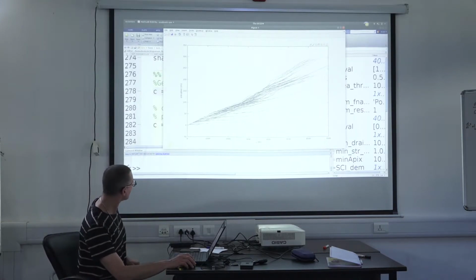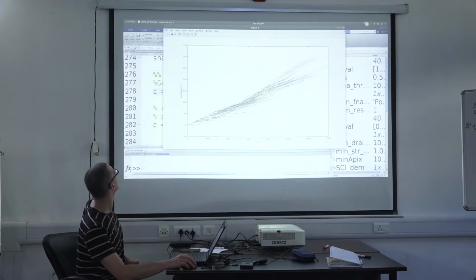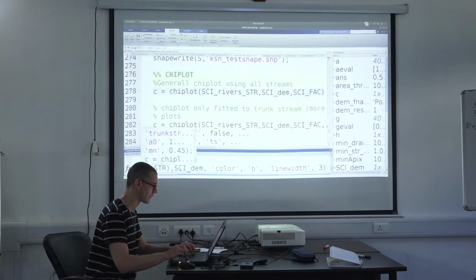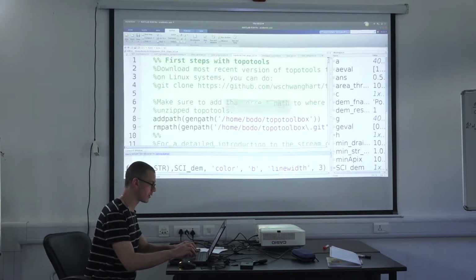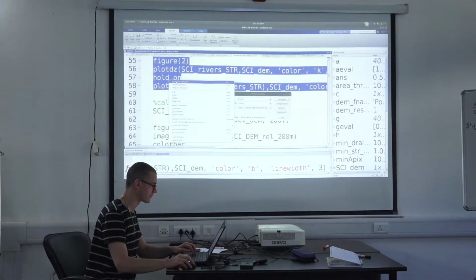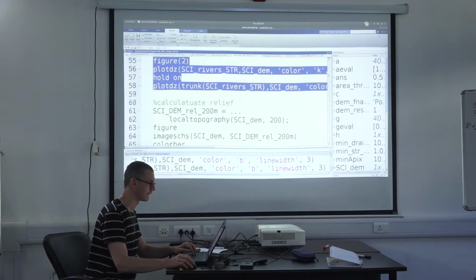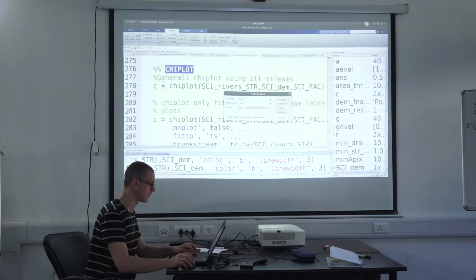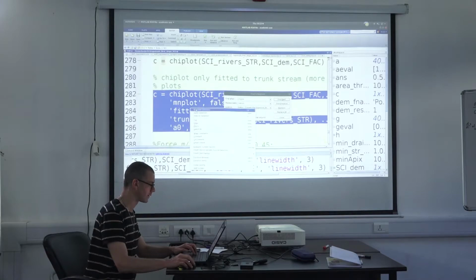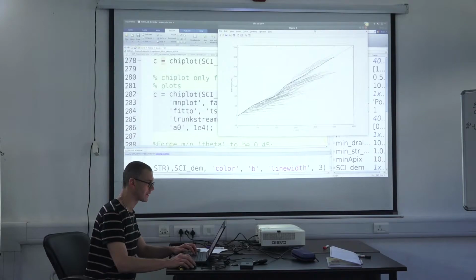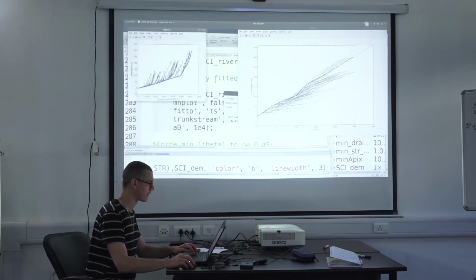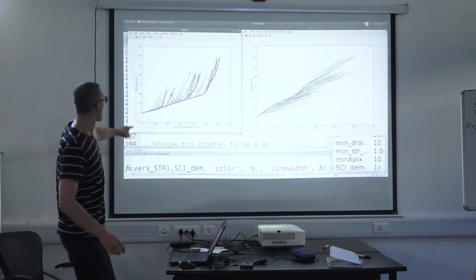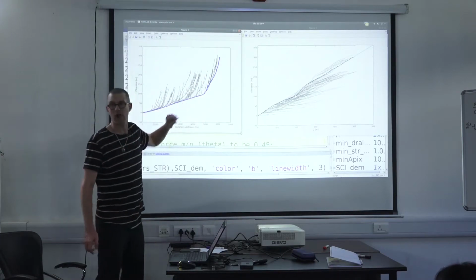So now we see, again, every stream that we have. Let me plot this. So let's look at this. On the left-hand side, we see the profiles, okay? So these are our longitudinal profiles. The trunk stream here is shown with the blue line, right? So these are our profiles.